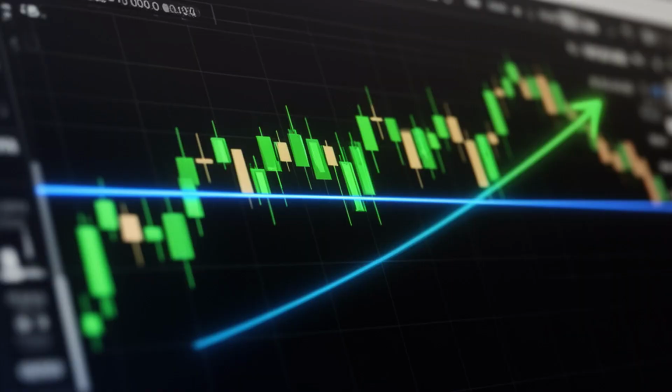Look at this example. Every time price hits this level, it bounces. We wait for that green confirmation candle before buying our call.